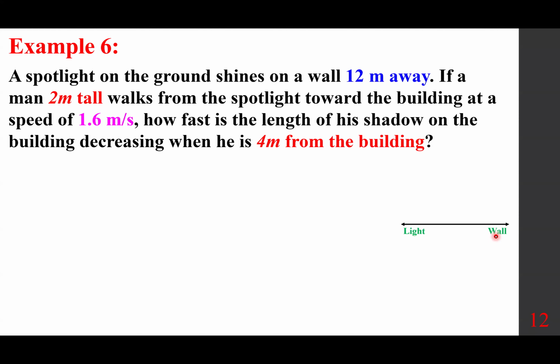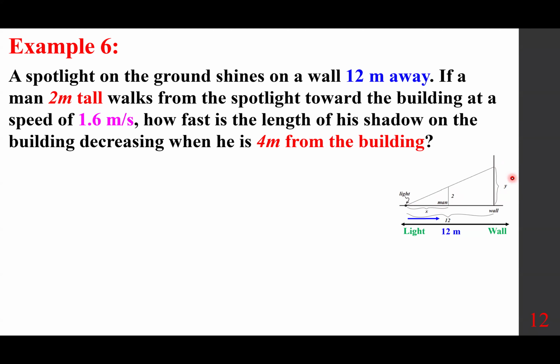And the distance between the two is 12 meters. And the man walks from the spotlight towards the building, the wall, this way. So it looks like this. Here's the light, here's the wall, and here's the man, 2 meters tall. The man covers x amount. And this one, we call it y. We have to define our variables.